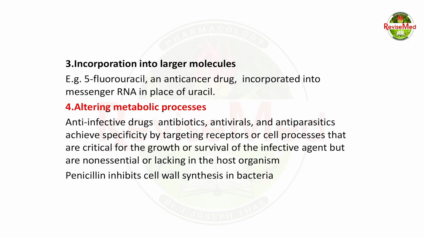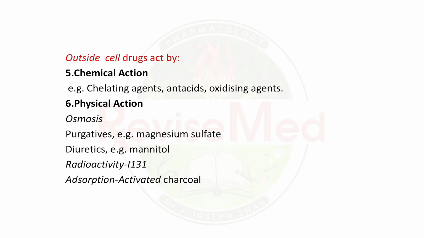4. Altering metabolic processes. Anti-infective drugs like antibiotics, antivirals, antiparasitics achieve specificity by targeting receptors or cell processes that are critical for the growth or survival of the infective agent, but are non-essential or lacking in the host organism. Classical example will be penicillin, which acts by inhibiting cell wall synthesis in bacteria. 5. Outside cell, drugs may act by chemical action. Example, chelating agents, antacids, oxidizing agents, etc.